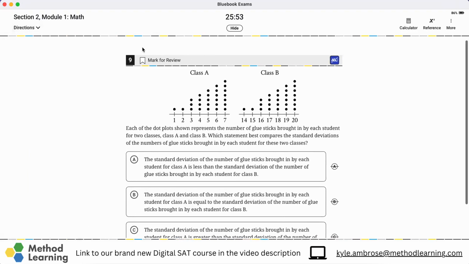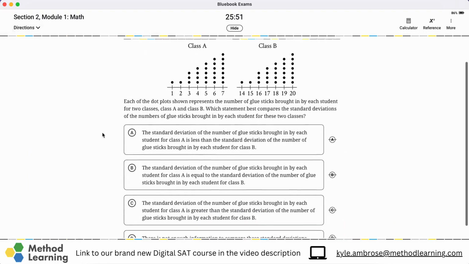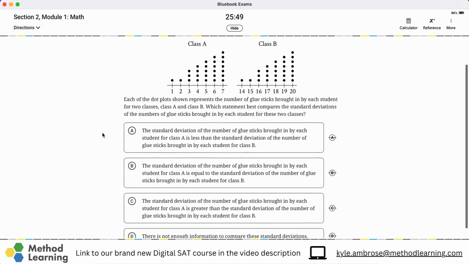Here, this is one that we're not going to be able to use Desmos on. It's a standard deviation question. And it says, which statement best compares the standard deviations of the numbers of glue sticks brought in by each student for these two classes? Now, before you look at the answers, look at these dot plots. They are identical except for the numbers at the bottom.